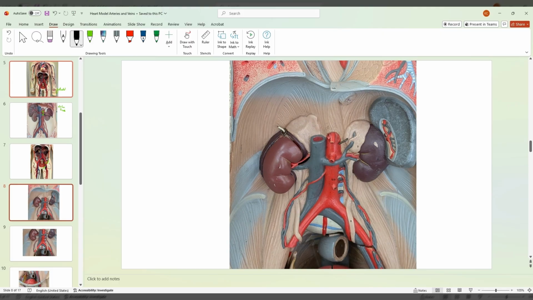Identify the red vessel here. That has to be the renal artery because remember, renal is the other word for kidney. Identify the blue vessel, right renal vein, left renal vein, left renal artery.